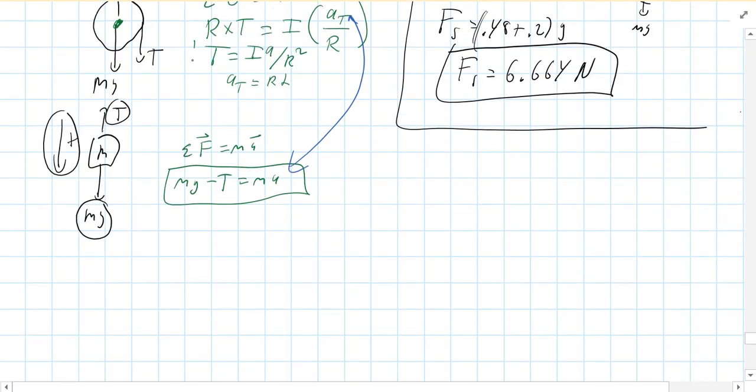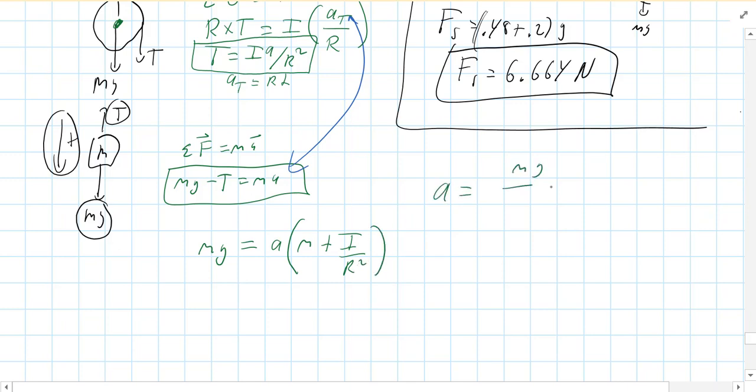So now I have two equations with two unknowns, A and T. What I'm going to do is just add the equations together. On the left side, I got a positive T, a positive little mg, and a negative T, so the T's drop out. So I get little mg equals, on the right side, I factor the A out, and I have little m plus I over R squared. If I solve for the acceleration, I get little mg over little m plus I over R squared.